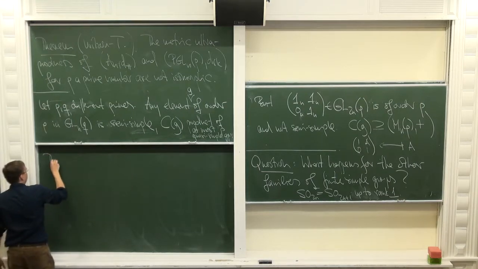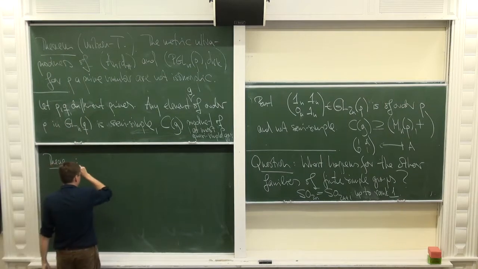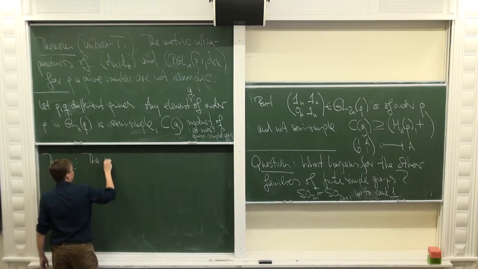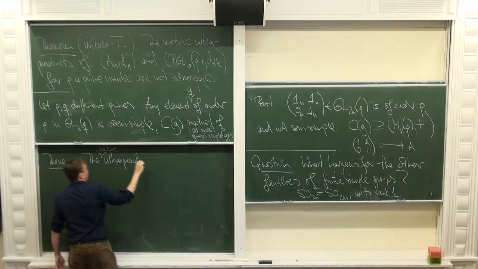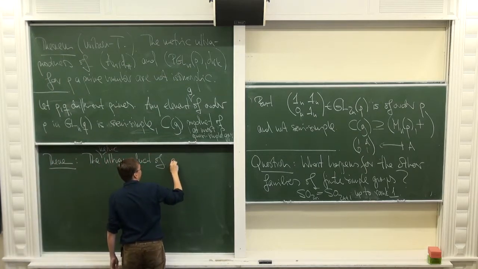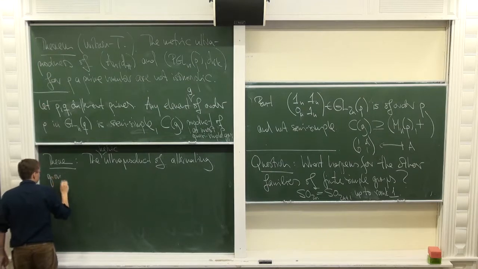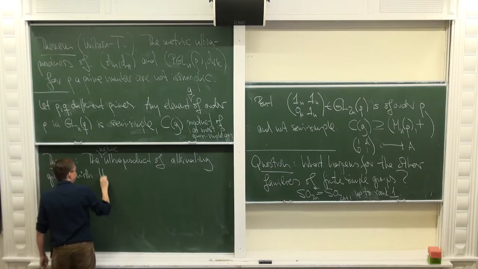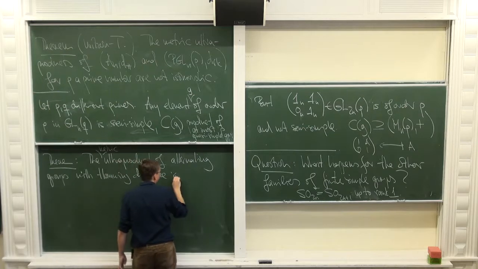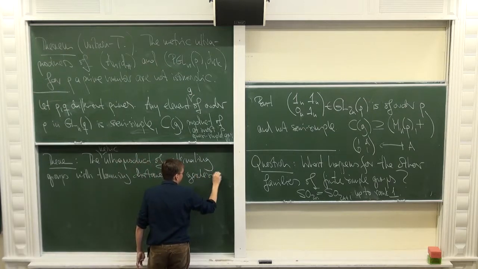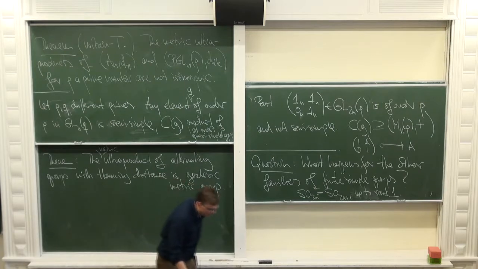So there's one result that we have in this direction, which says that the ultraproduct, so that's again the metric ultraproduct of alternating groups with their Hamming distance, is actually a geodesic metric group. And what does that mean?